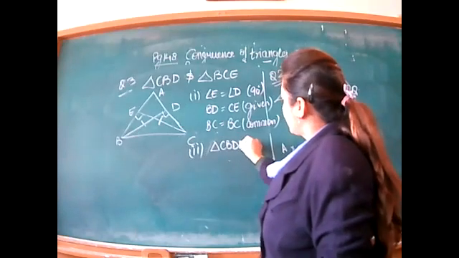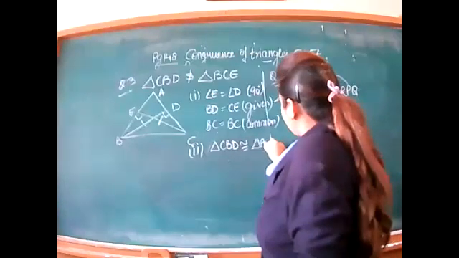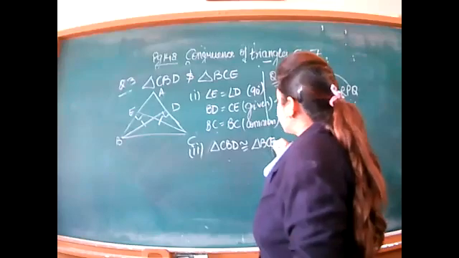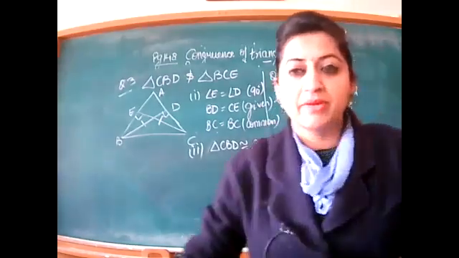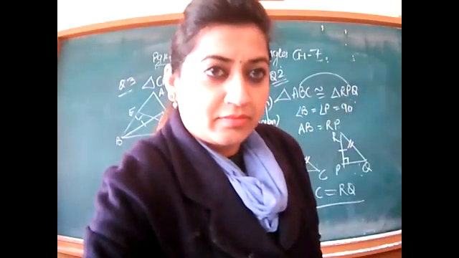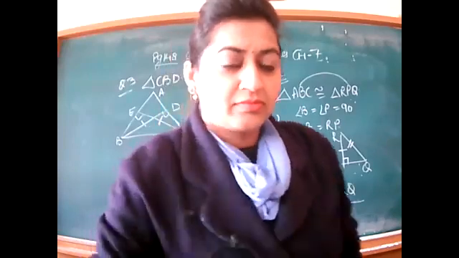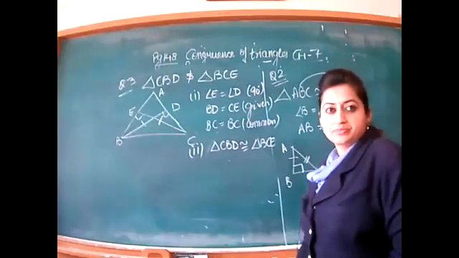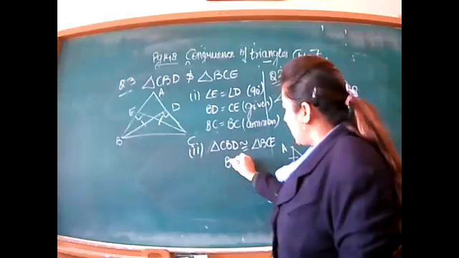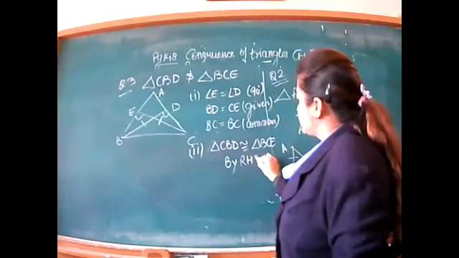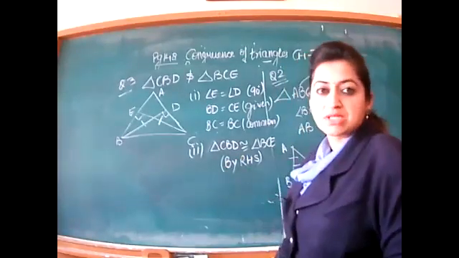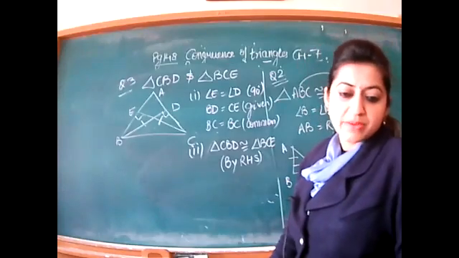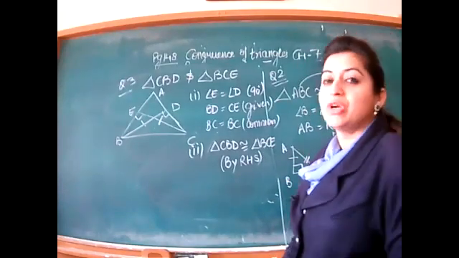What should I write here? These triangles are congruent by RHS, right angle hypotenuse side.